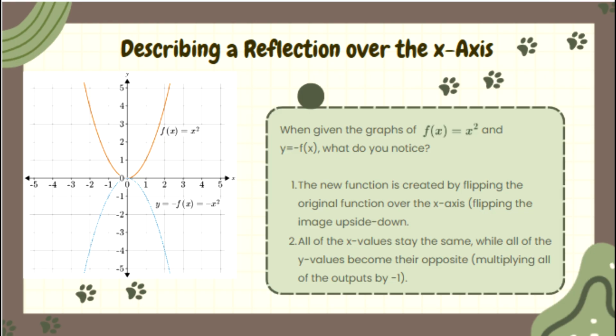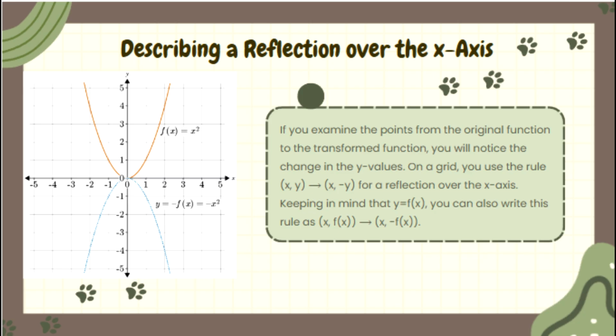When given the graphs f of x equals x squared and y equals negative f of x, what do you notice? First, the new function is created by flipping the original function over the x-axis, flipping the image upside down, folding that paper, however you want to think of it. All of the x values stay the same. If I have a 0 here, I have a 0 here. If I have a 4 here, I have a 4 here. While all of the y values become their opposite, multiplying all the outputs by negative 1. This is a positive 4, and this one's a negative 4. Okay, we have all the same numbers, but the y values get flipped to positive and negative.